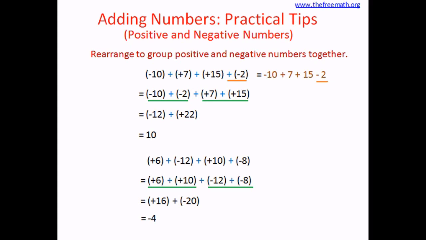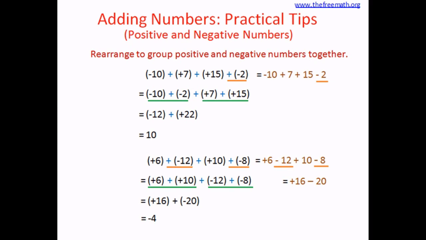Again, this problem could have been written like this without any parenthesis. 6 minus 12 plus 10 minus 8. Even if the parentheses are not there, you will solve it in the same way. You know that adding -12 is same as subtracting 12 and adding -8 is same as subtracting 8. That's why the problem you solved and the problem I have written just now without parentheses is the same problem.